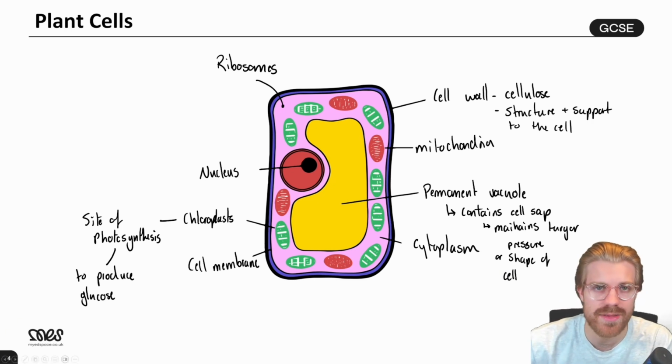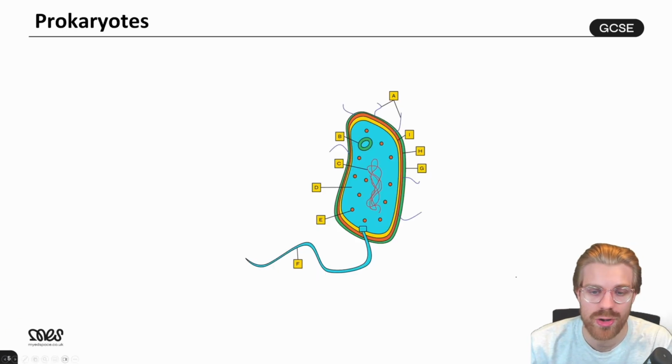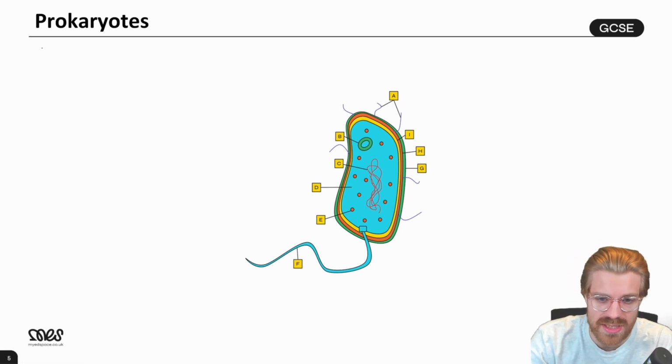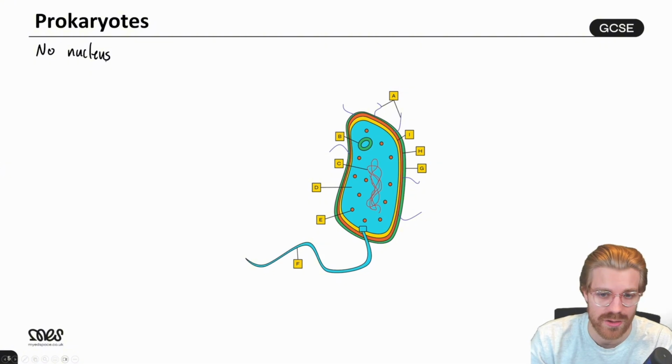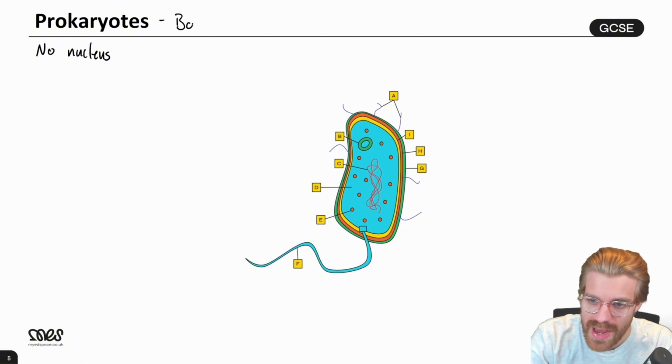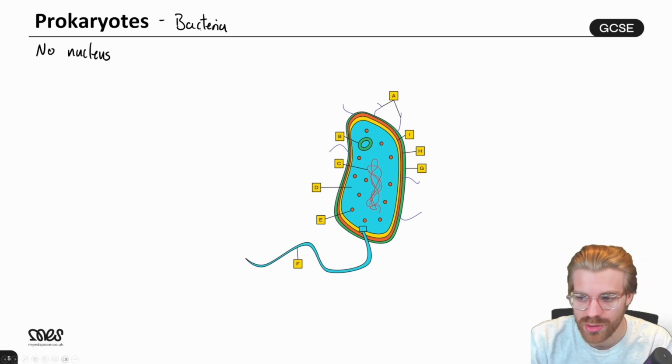Let's now look at another type of cell, a prokaryotic cell. So the first two, the animal and the plant cells, were examples of eukaryotic cells. Now we have a prokaryotic cell. A prokaryotic cell means that there is no nucleus, whereas the eukaryotic cells would have a nucleus. An example of a prokaryotic cell would be a bacteria. So a bacterial cell is a prokaryote.